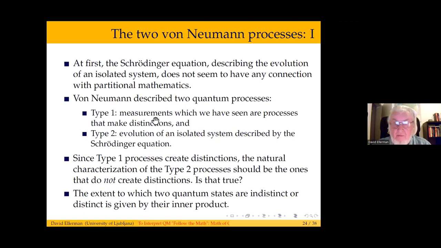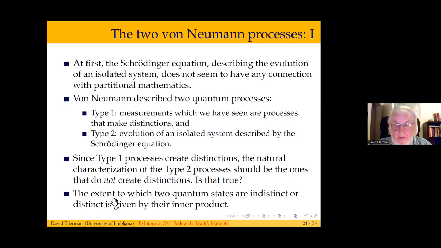And von Neumann said that the type 1 process was measurements. And we've just seen before that measurements described by the Lüders mixture operation make distinctions. That's what partition join does. It combines the distinctions of two partitions, and similarly in the vector space version. So type 2 process is evolution of an isolated system described by the Schrödinger equation. So what would be a natural characterization of type 2 process to distinguish it from type 1 process? Well, type 1 process makes distinctions. That's what joining partitions together or making a measurement actually does. And so the natural characterization of type 2 processes would be ones that do not create distinctions. Very simple. Create distinctions, don't create distinctions.